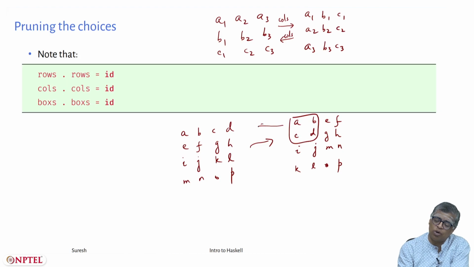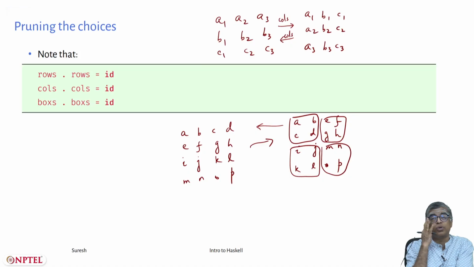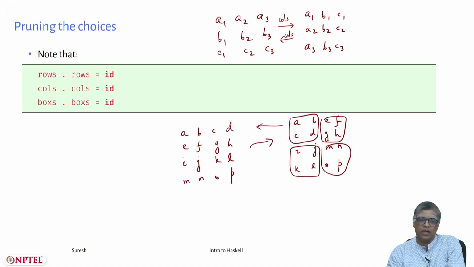And if I write it as a row, I will get A, B, C, D on the top. And E, F, G, H is this row, is this box. So that will go here. And I, J, K, L is that box. M, N, O, P is this box. Yeah. So you can see that if I do boxes and then do boxes again, I will get back the original matrix. So it's identity.